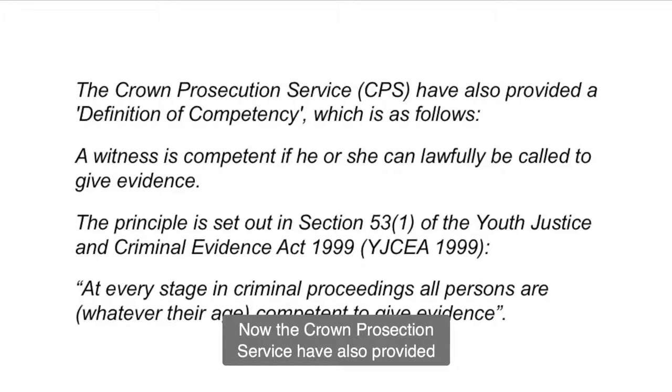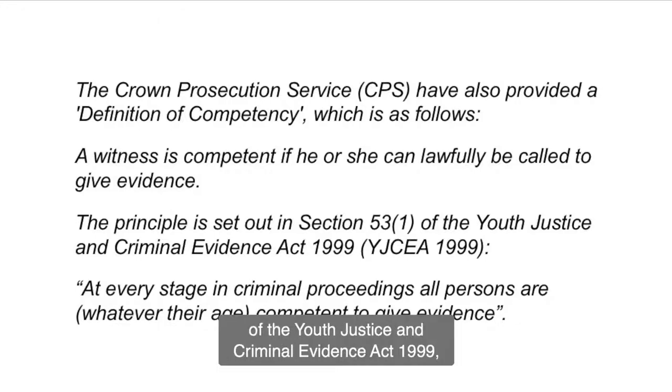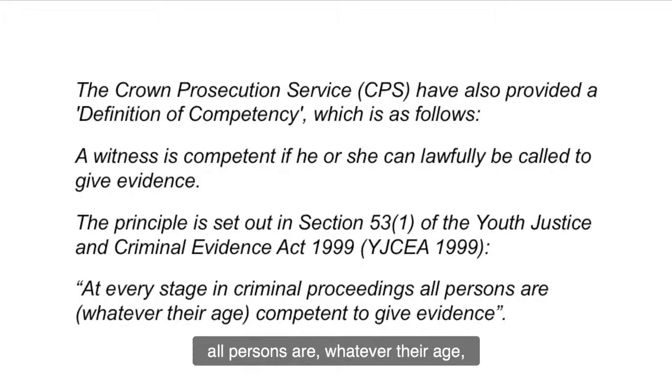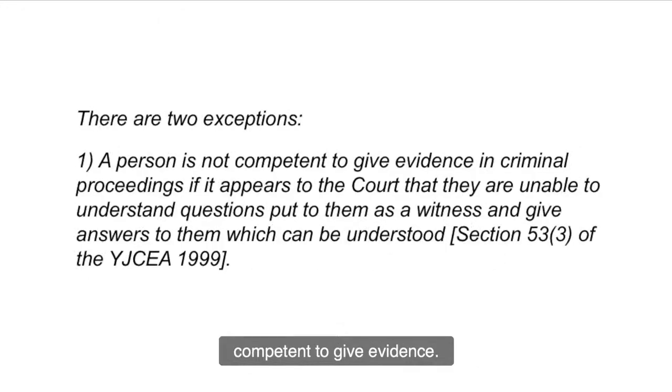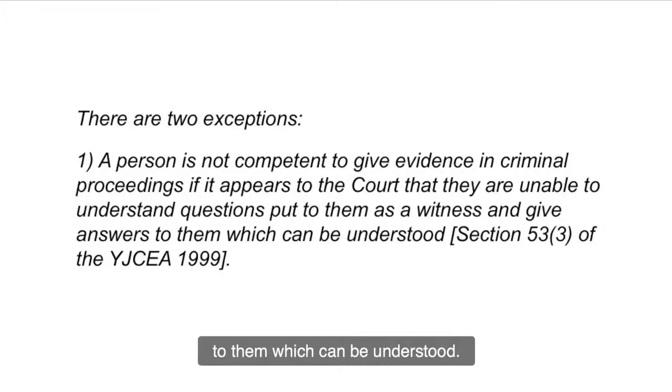Now, the Crown Prosecution Service have also provided a definition of competency, which is as follows. A witness is competent if he or she can lawfully be called to give evidence. The principle is set out in section 53(1) of the Youth Justice and Criminal Evidence Act 1999 that at every stage in criminal proceedings all persons are, whatever their age, competent to give evidence. There are two exceptions. One: a person is not competent to give evidence in criminal proceedings if it appears to the court that they are unable to understand questions put to them as a witness and give answers to them which can be understood.